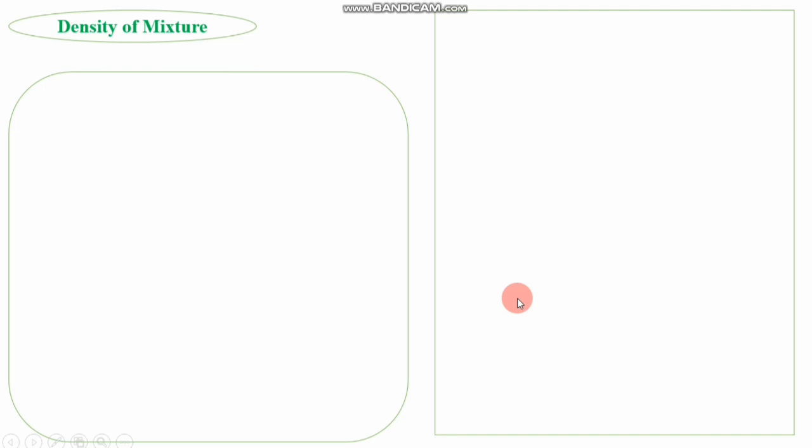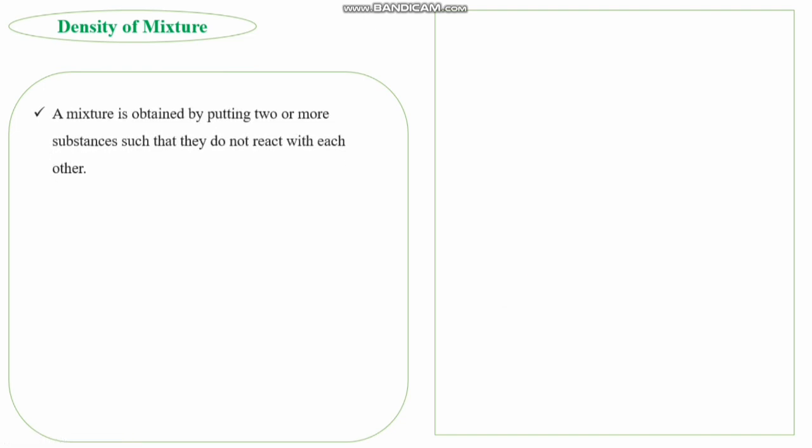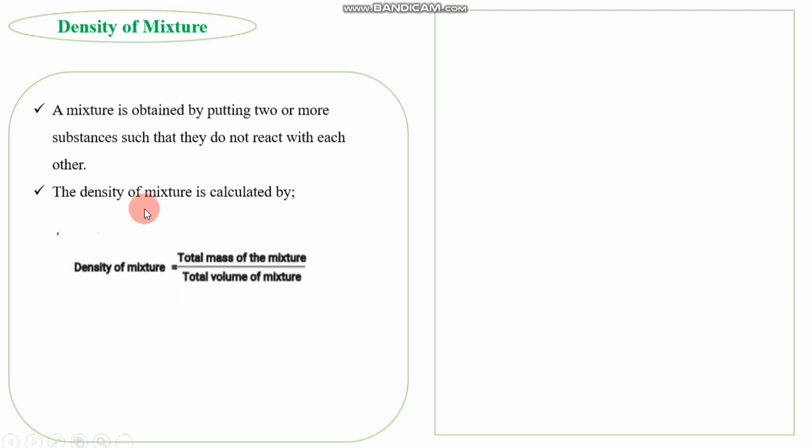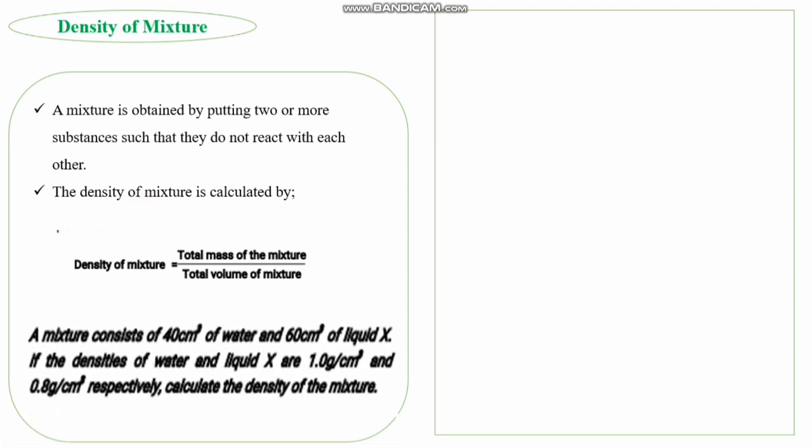So let us look at the density of a mixture. A mixture is obtained by putting two or more substances together such that they do not react with each other. The density of a mixture is calculated by the total mass of the mixture divided by the total volume of the mixture. So you must have the total mass and the volume. Mass should be on the top and volume at the bottom.